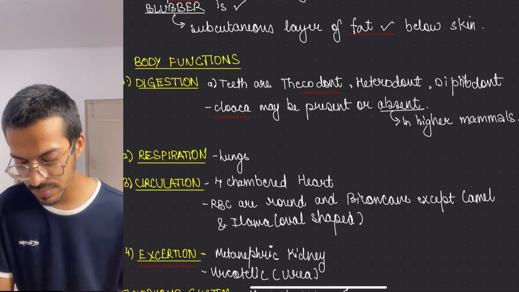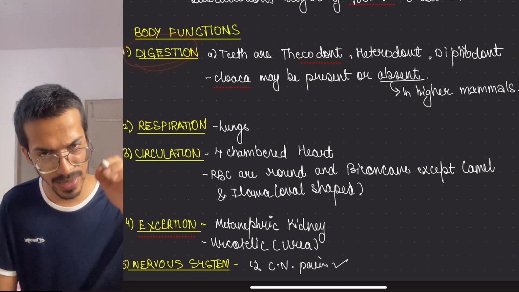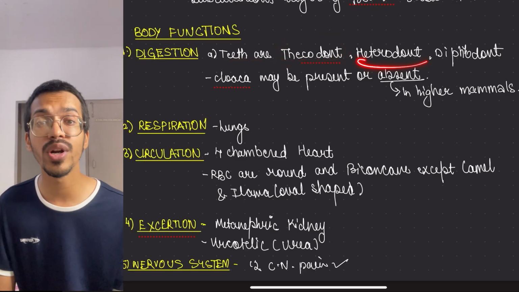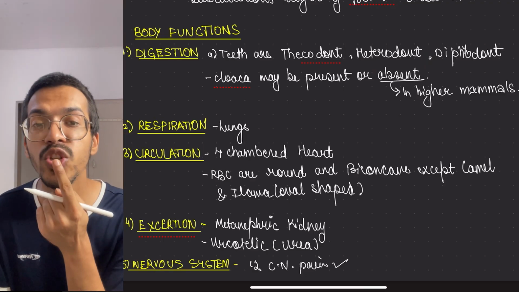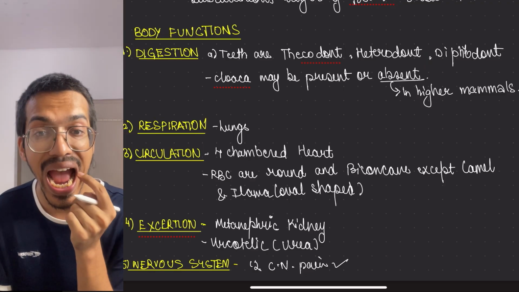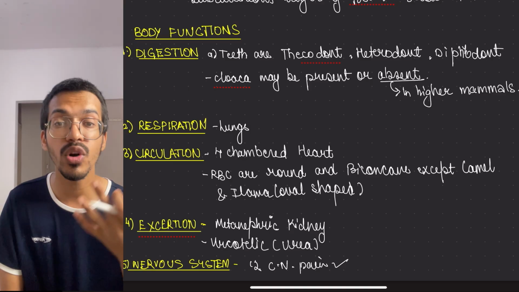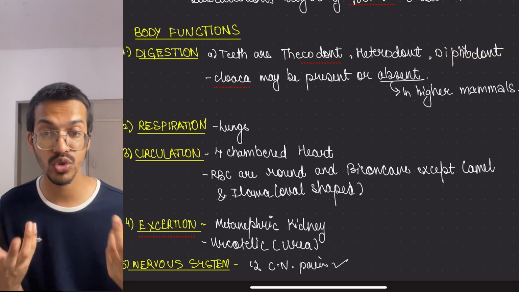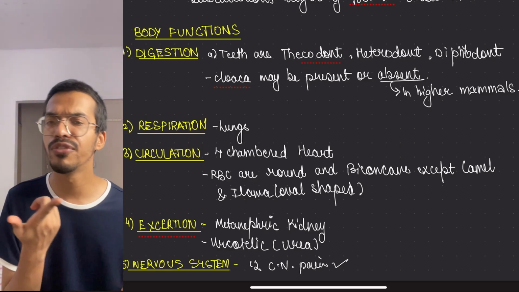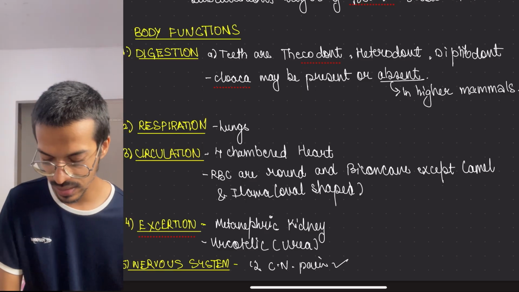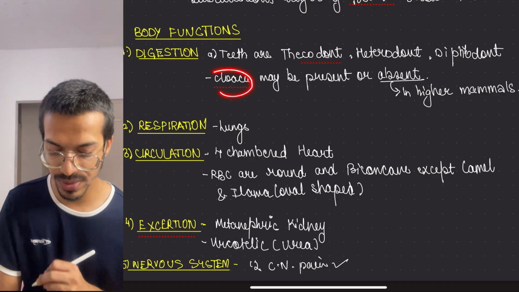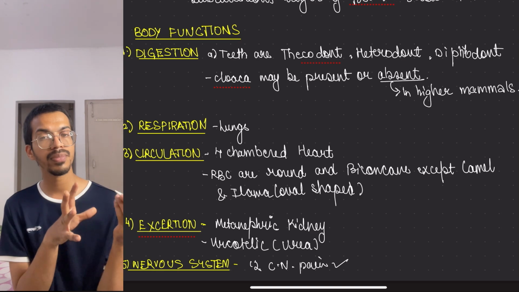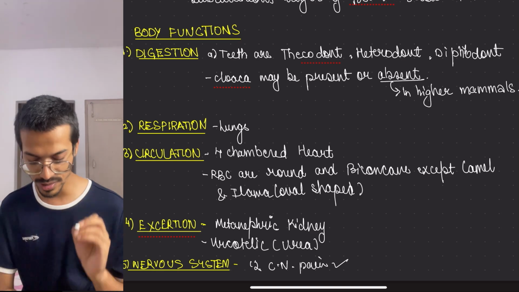Then digestion, body function. Teeth are thecodont, means embedded inside the socket. Heterodont, hetero means different, so four different types of teeth. If you see, this is different looking, this is different looking, this is different looking, and the last one is different looking, so these are heterodonts, different types of teeth. Diphyodont, di means two types of teeth come. First is the milk teeth, which are also called deciduous teeth, then the permanent teeth. Then comes cloaca, may be present or absent. In higher mammals, in us, cloaca is not present. We have different chamber openings for the anus and the urogenital tract, right?